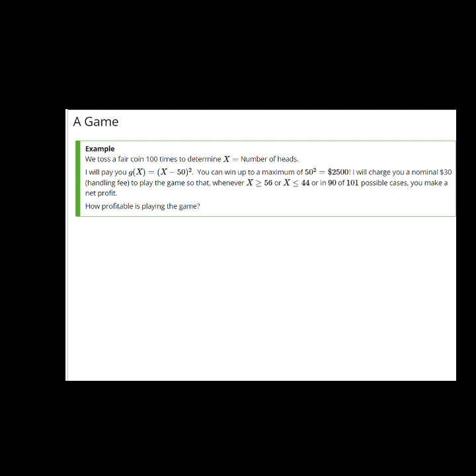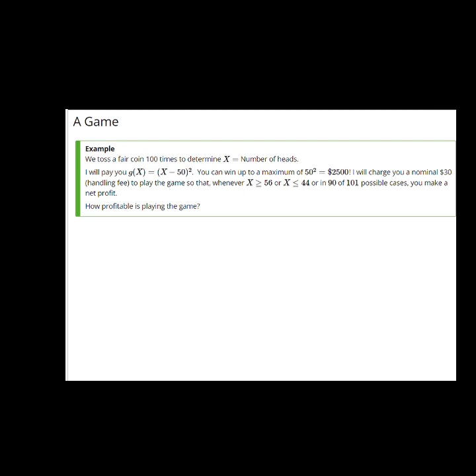Here's a game. We toss a fair coin 100 times and count the random variable x, which is the number of heads we obtain. And I'm willing to pay you a function of x, g of x equals (x minus 50) squared. This, of course, is marvelous. You could win up to a maximum of 50 squared, $2,500, by this game, when x is either 100 or 0.